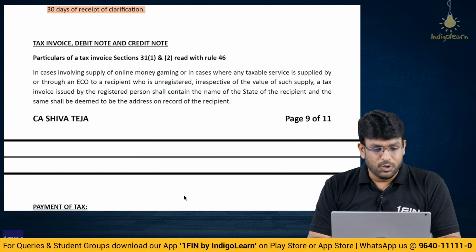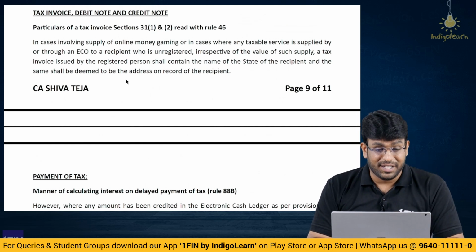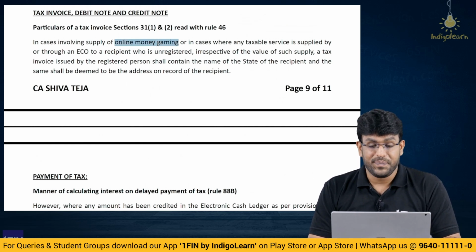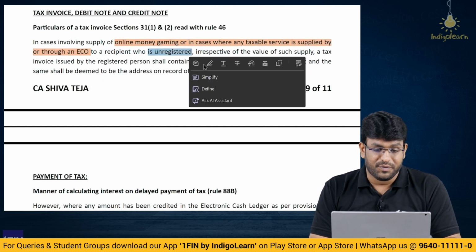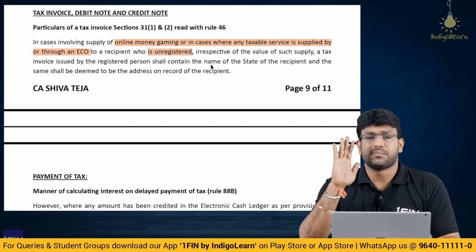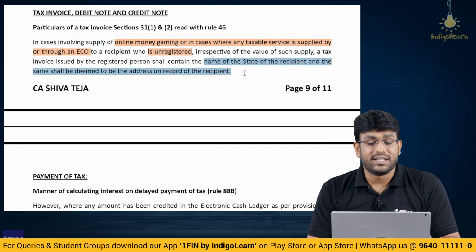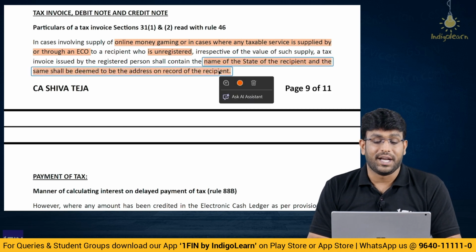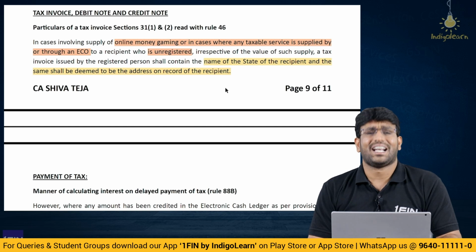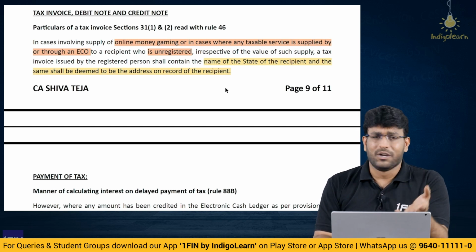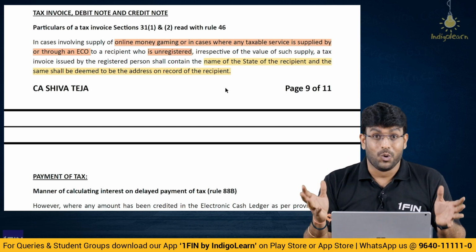Now let's move forward to the amendments in the topic of tax invoice, credit note and debit note. Only one interesting amendment, that is, in case of online money gaming or service given through an e-commerce operator to an unregistered person, my dear friends, it is mandatory that the invoice must mention the name of the state of the recipient. It's not necessary that the entire address is to be given, but the name of the state has to be mentioned. That's an important requirement, because that basically decides where the tax should go. Because we all know that GST is a destination-based consumption tax.